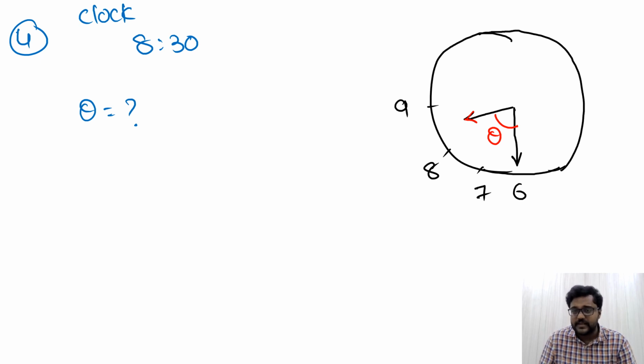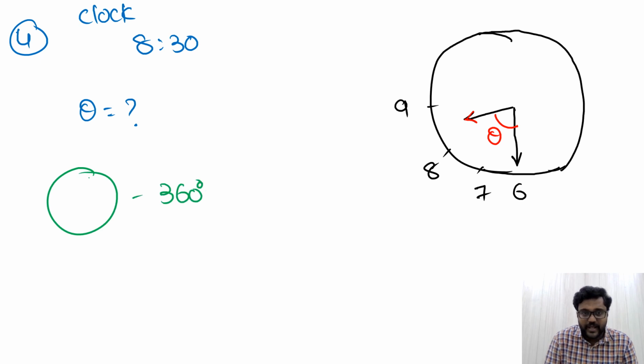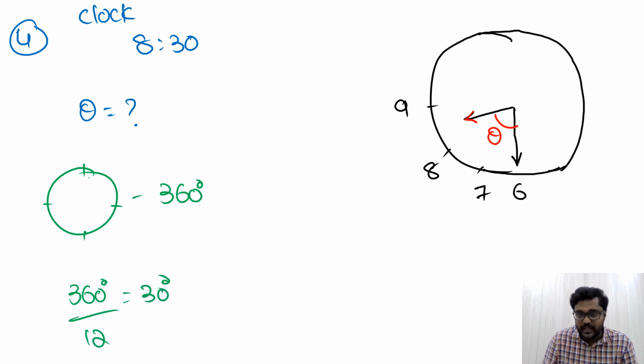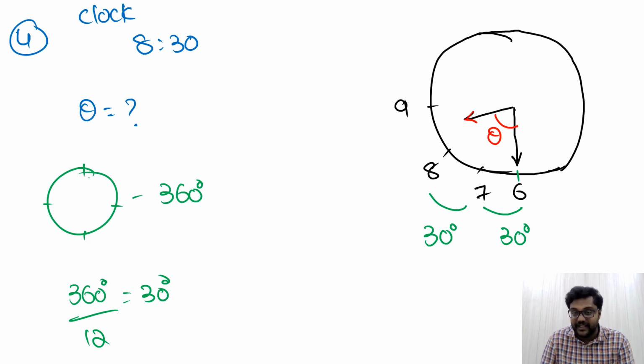Now focus. See, one full cycle is 360 degrees. You have 12 parts, this entire circle divided into 12 parts. 360 degrees divided by 12 is 30 degrees. See, 6 to 7 is 30 degrees. 7 to 8 is 30 degrees. 8:30 means the hour hand is exactly between 8 and 9, so here 15 degrees will come. As it is 8:30, I can definitely say the hour hand is exactly in the middle of 8 and 9. So we'll get 15 degrees there.